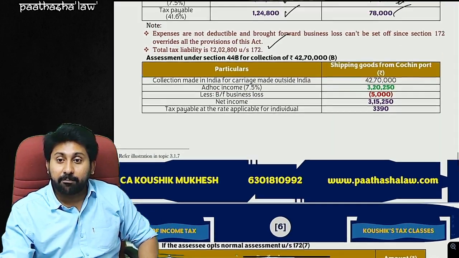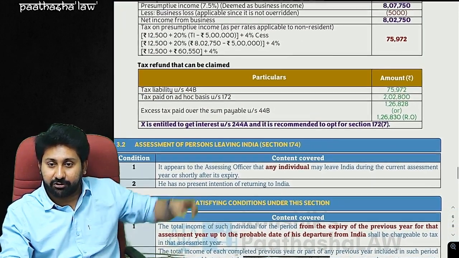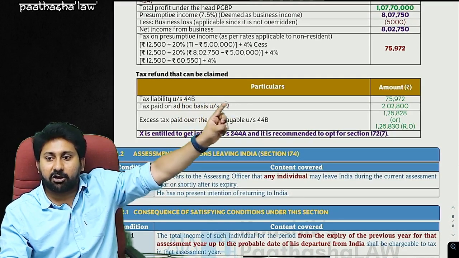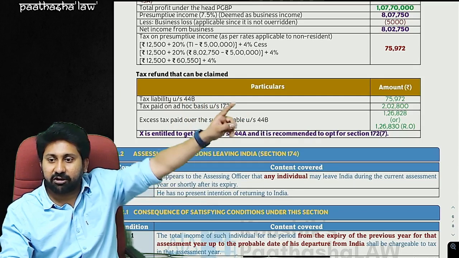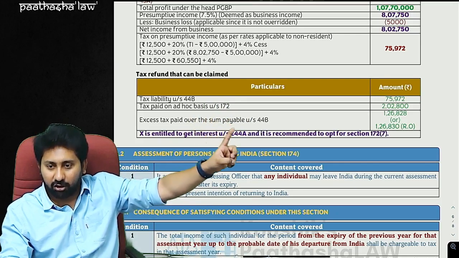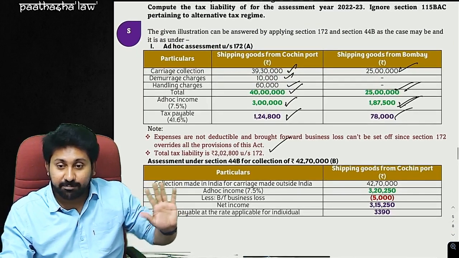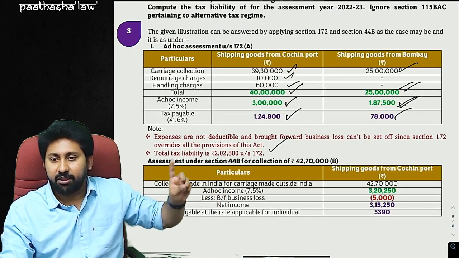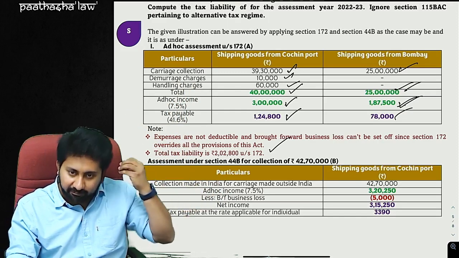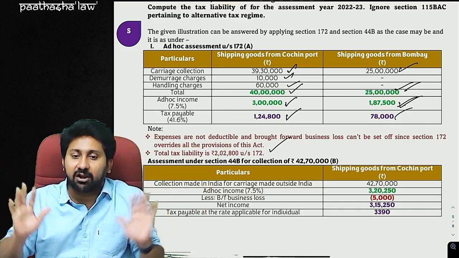75,972. So the problem is you already paid 2,02,800 under which section? 172. Tax payable under 44B is 75,972. Tax paid on ad hoc basis 2,02,800. The excess you paid, 1,26,828, rounded off to 830, will be refunded back to you along with interest under 244A. Okay, don't get confused. This is not the assessment year's assessment that we made. This is a different income. 172 and 44B, two types are there. 44B I am forced to do separately because these are collected in India, but source and destination are not India.